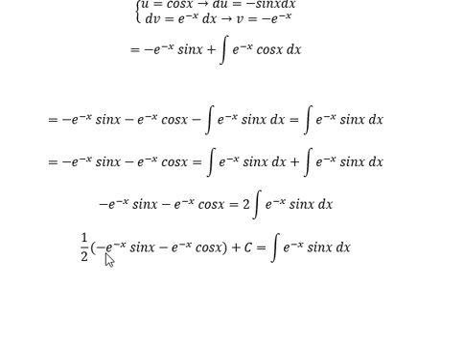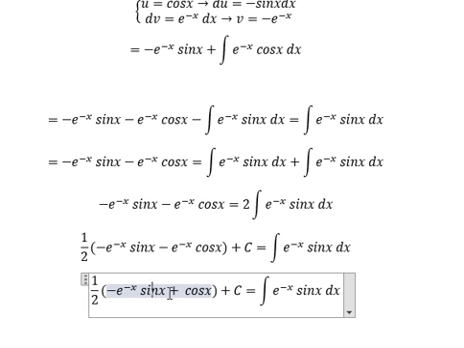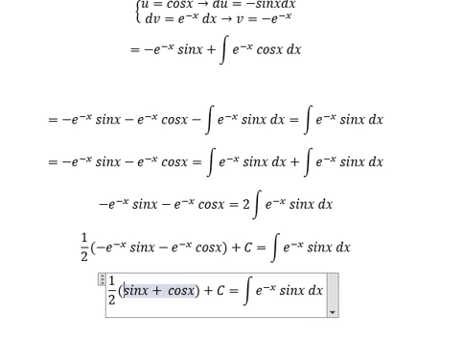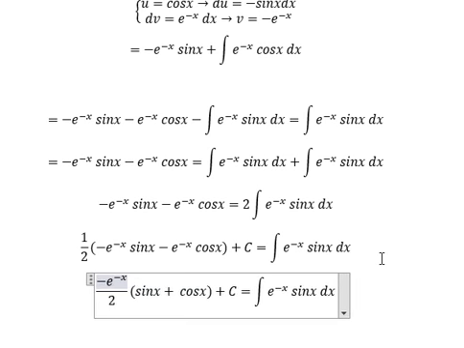Now we can do the factorization of negative e to the power of negative x. This is the end. Thank you for watching.